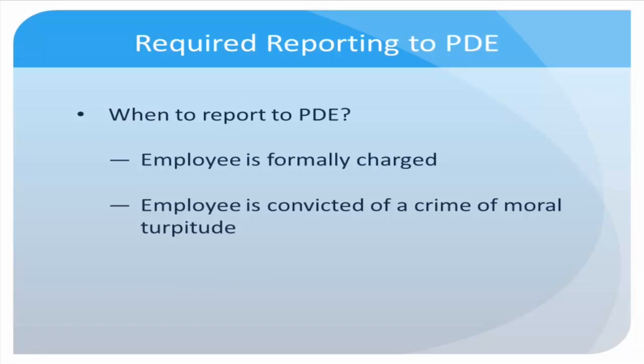The school code requires school officials to report to the Department of Education when an employee is dismissed for cause. Therefore, if an employee is dismissed because of abuse of students, the school officials must report the dismissal to PDE. School officials must also report when an employee is formally charged with or convicted of a crime of moral turpitude. Because child abuse and abuse of students are crimes that involve moral turpitude, school officials must report to PDE if an employee is charged with or convicted of one of these crimes. The school's mandatory report form is located on the PDE website, and procedures are in the Basic Education Circular section.